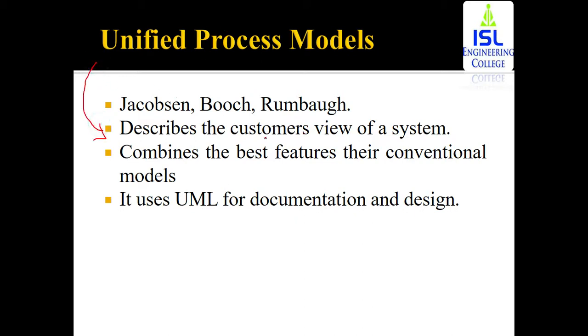This describes the customer's view of a particular system. You can say that the needs of the end user are very well defined within the unified process model. This model combines the best features of the other conventional models. Here we have studied different models: waterfall model, spiral model, component based development model. It takes many of the features of these models and forms one model that focuses on the customer needs. This unified process model uses UML for documentation and design.